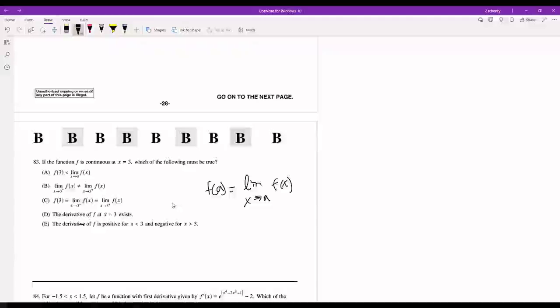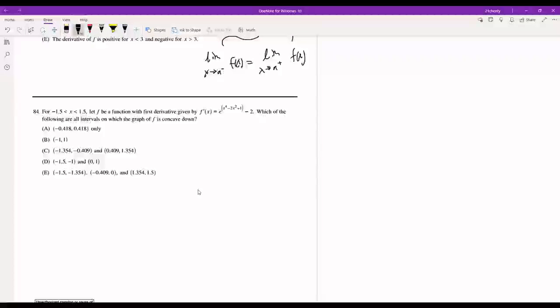And then I guess another thing that they're trying to test you on is to see if the limit as x approaches a exists, then it must approach the same value from either side. Like so. And so, given that, we can see that C is the answer. All right, 84.